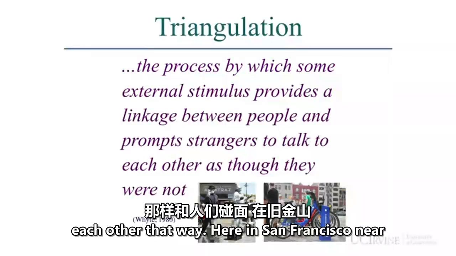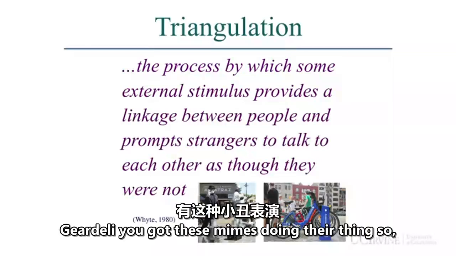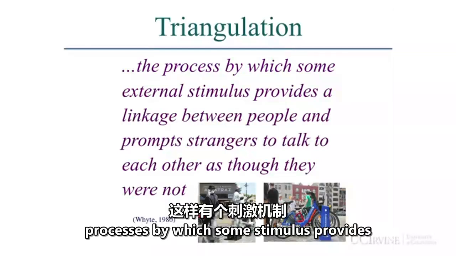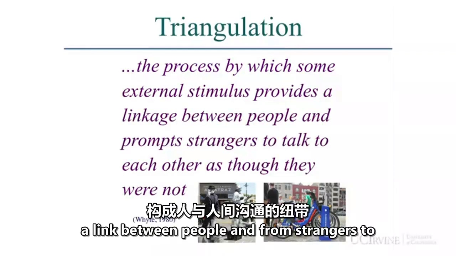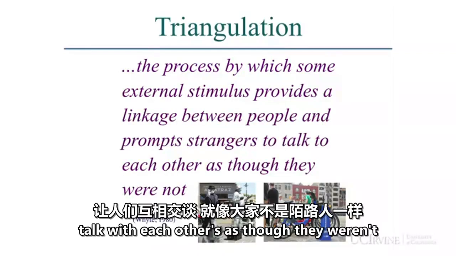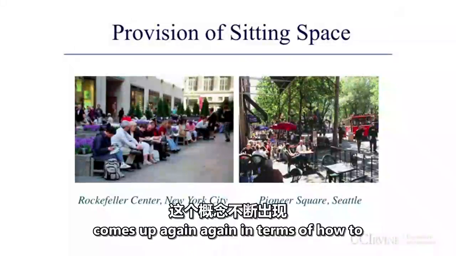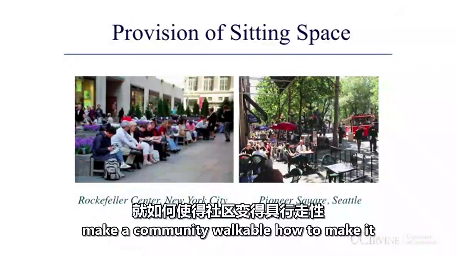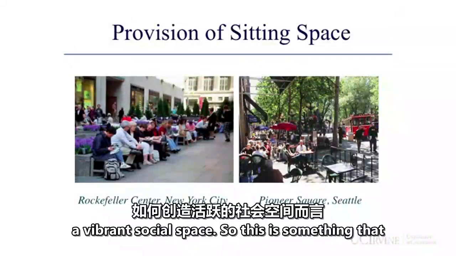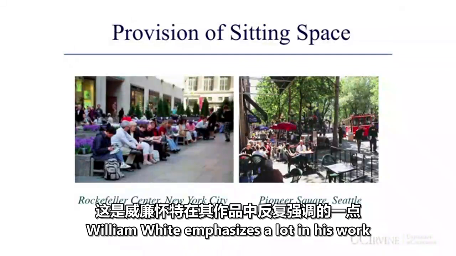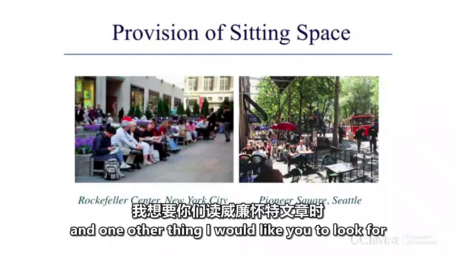Here in San Francisco, near Ghirardelli, you've got these mimes doing their thing. So processes by which some stimulus provides a link between people and prompts strangers to talk with each other as though they weren't strangers. And sitting space, sittable space, it comes up again and again in terms of how to make a community walkable, how to make it a vibrant social space. So this is something that William White emphasizes a lot in his work.